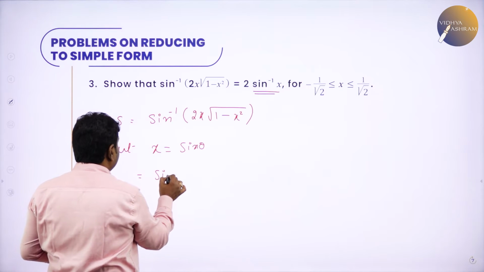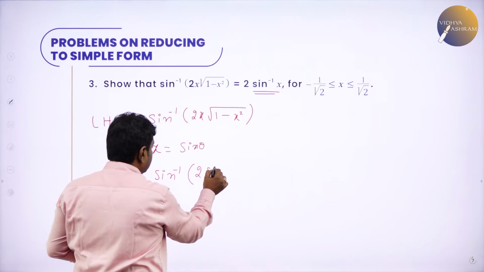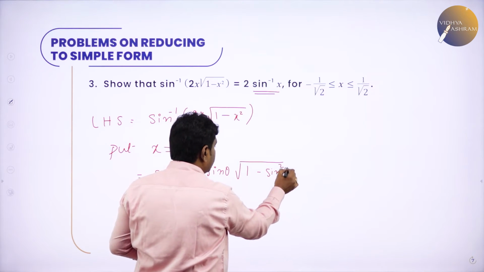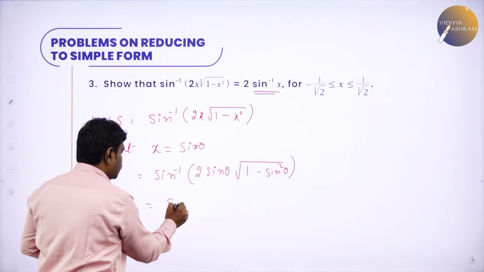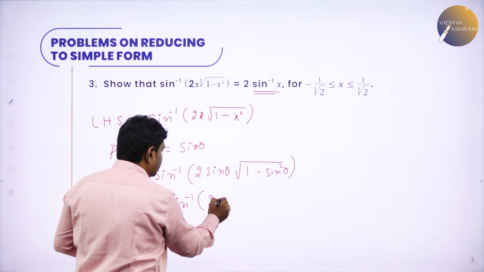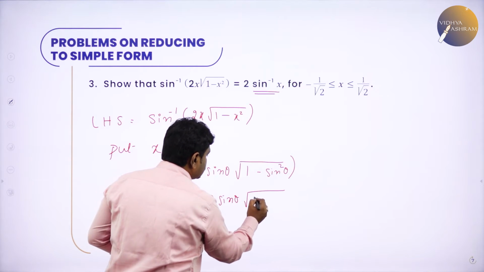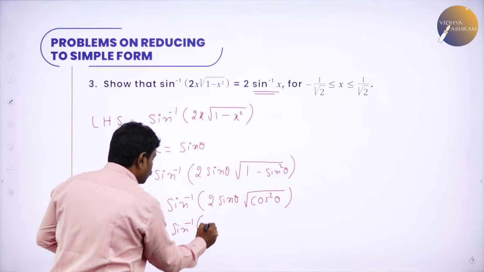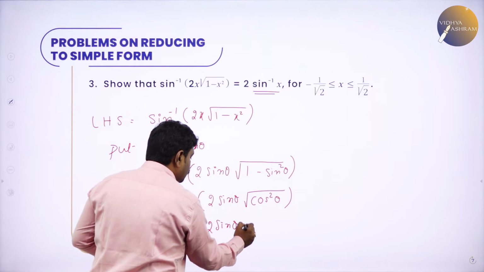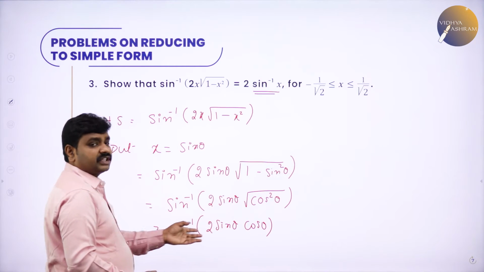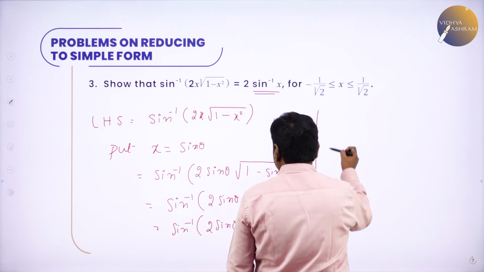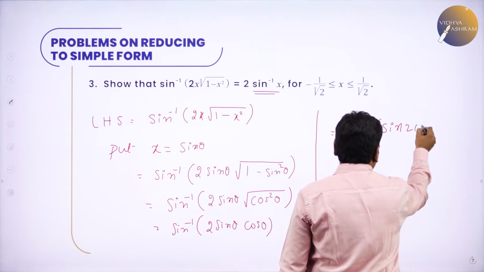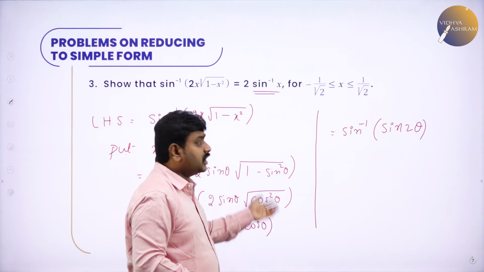So it becomes sin inverse of 2 sin theta into root of 1 minus, in the place of x, if you put sin theta, it becomes sin square theta because it is x square. Further, sin inverse of 2 sin theta into root of, what is 1 minus sin square theta? Cos square theta. And further, this is sin inverse of 2 sin theta into root of cos square theta, which is cos theta. Further, 2 sin theta cos theta is what? Multiple angle. So that is sin inverse of sin 2 theta. All of you know 2 sin theta cos theta is sin 2 theta. Again multiple angles.